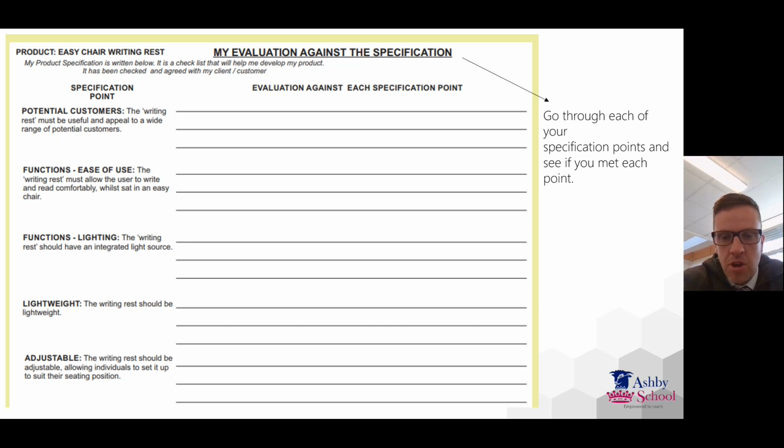And it's not a problem if it's not met them. Okay, that's where you can evaluate it and you write, this is what's happened, this is why it hasn't met that point, or this is why it has met that point, and you get marks for both. So please don't think just because it's not met your specification is a bad thing. That's just life, and you're evaluating the success of it at the end.